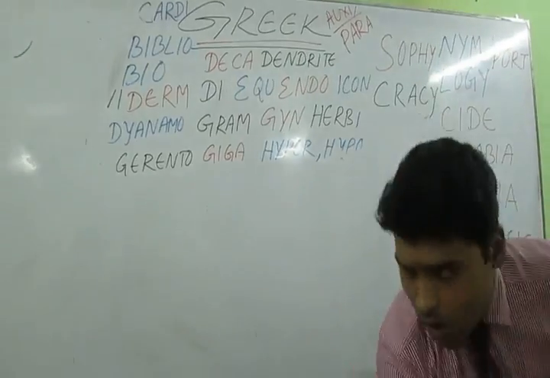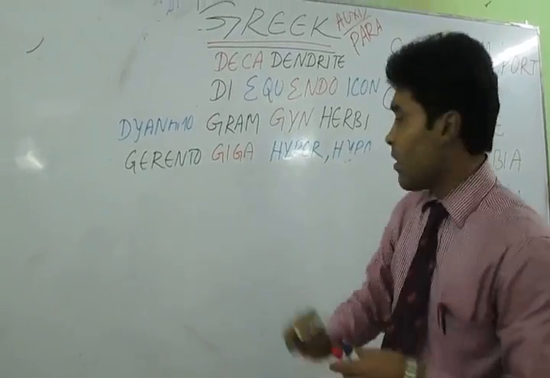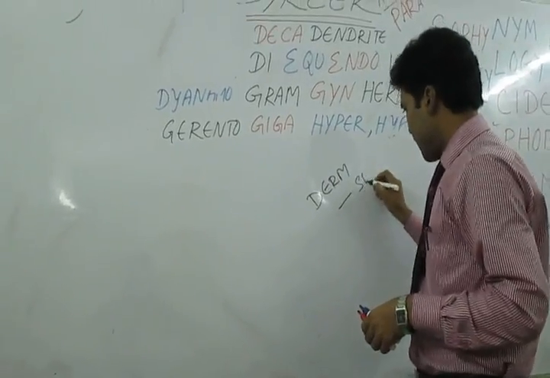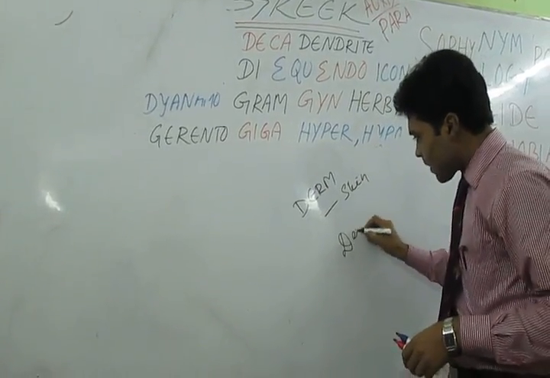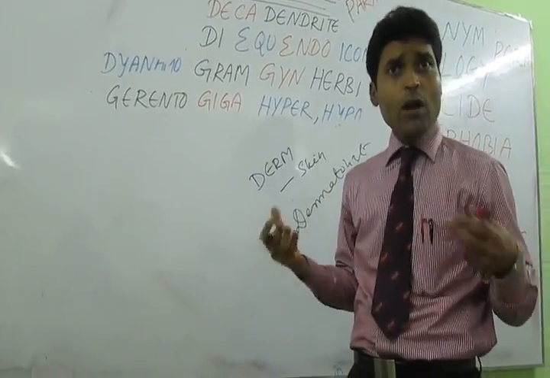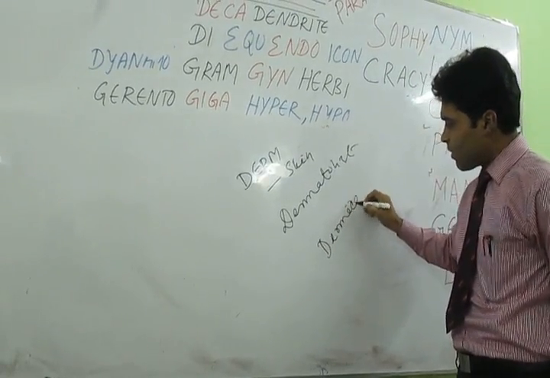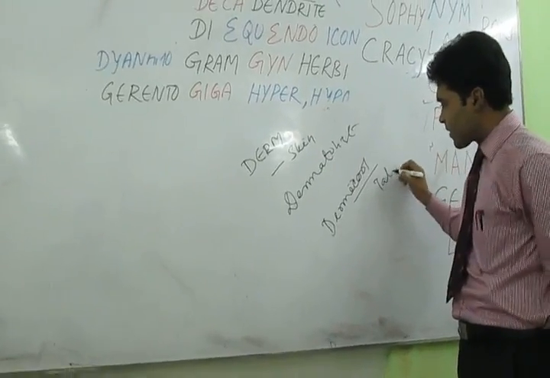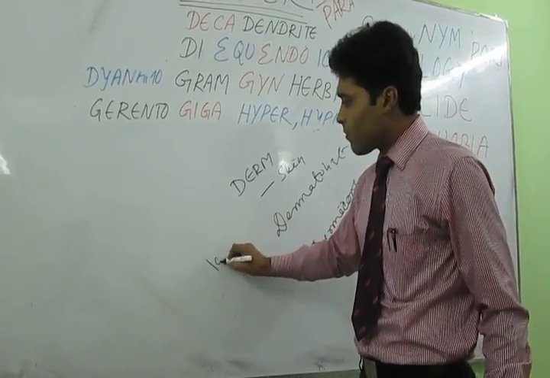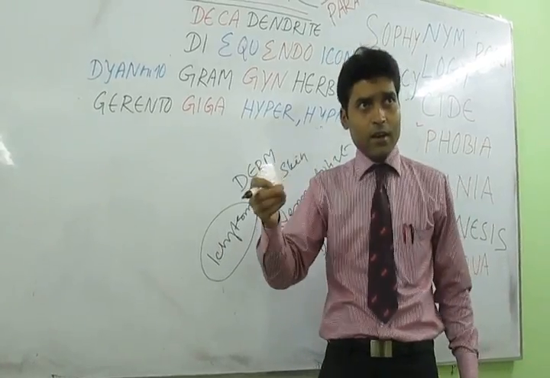Another word is derm, D-E-R-M. Derm means skin. If I say dermatologist, that is a skin doctor. Like Dermicool, one powder you will find in the market; it is a talc powder. Another thing: we say elephant has thick skin, that is pachyderm.